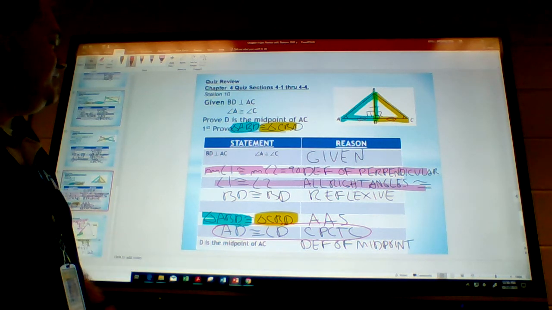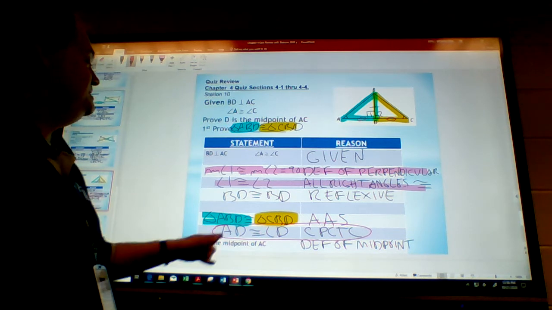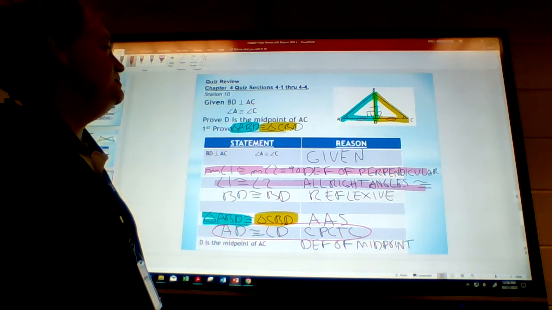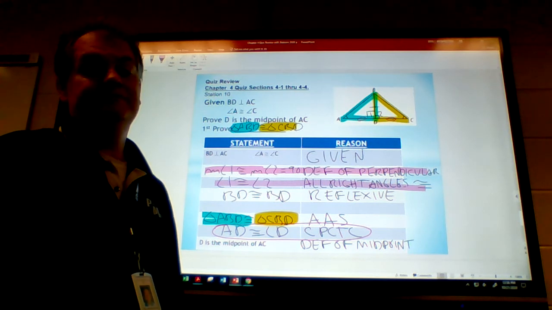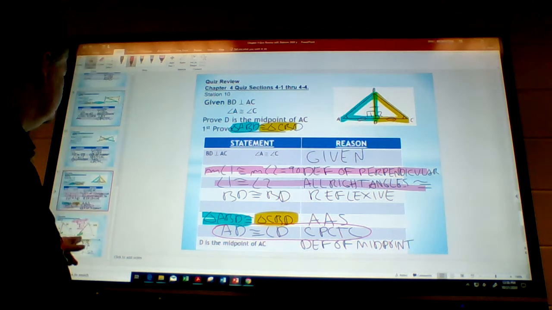And then after that, D is the midpoint. Once we state that the segments are congruent, we can come back and state that D is the midpoint of AC by the definition of midpoint. All right, that's that. I'll talk to you about this more in class.